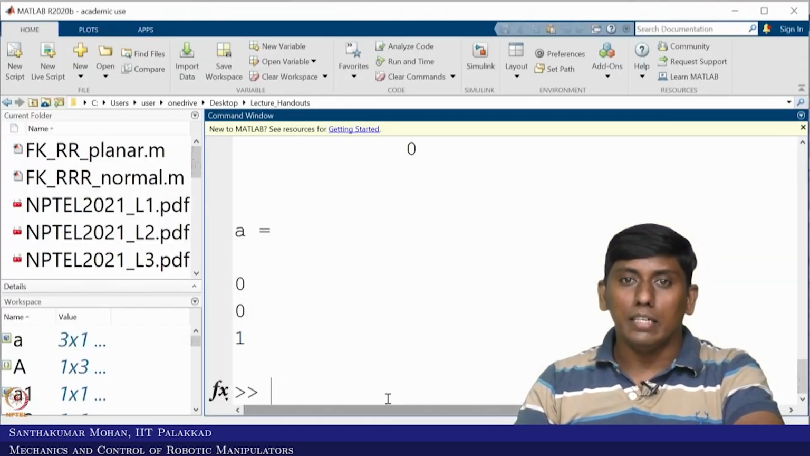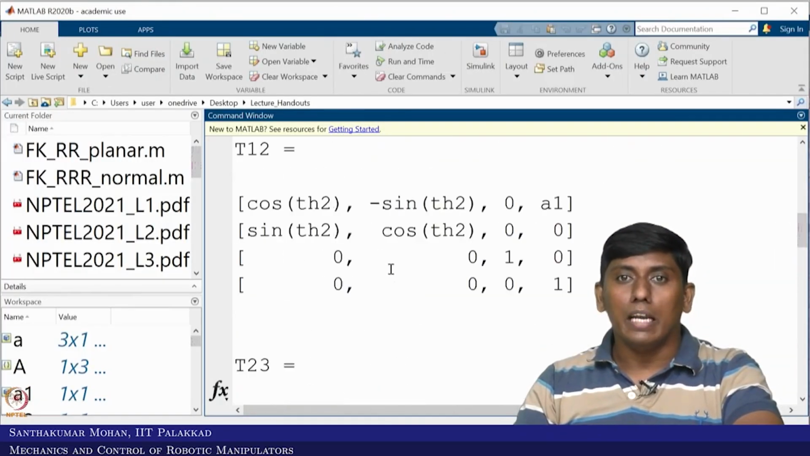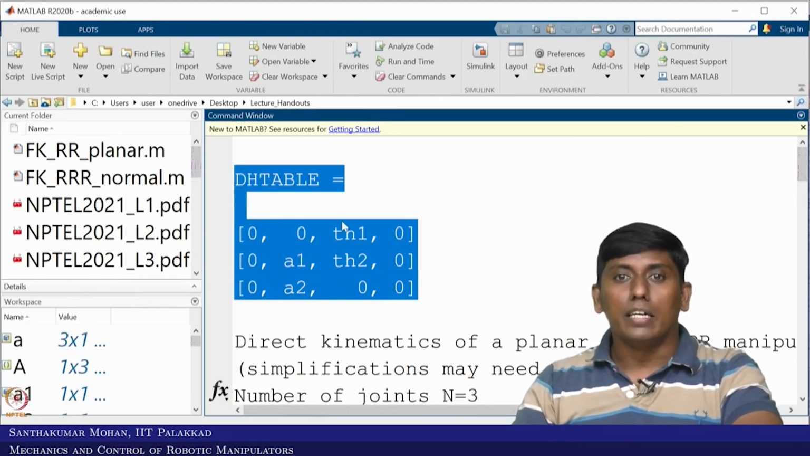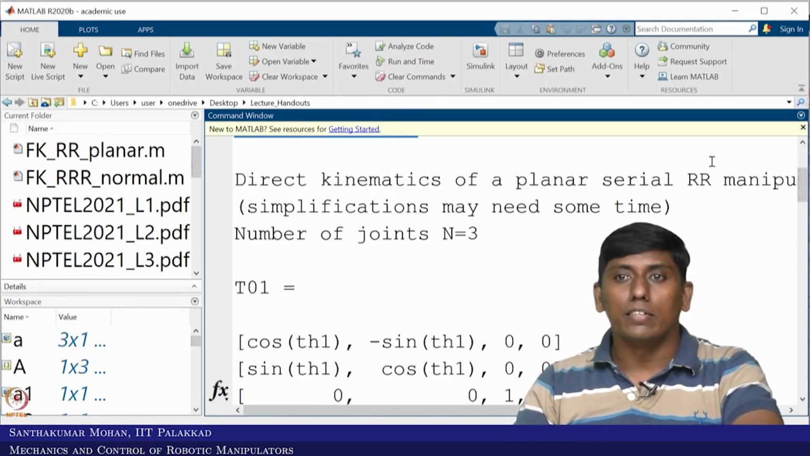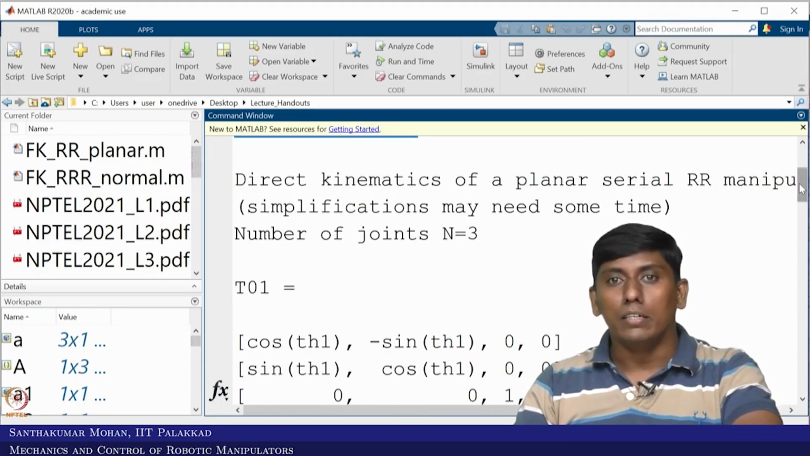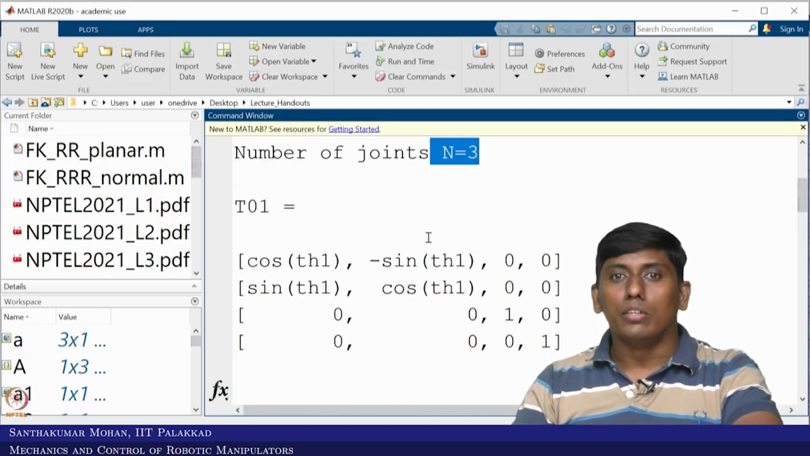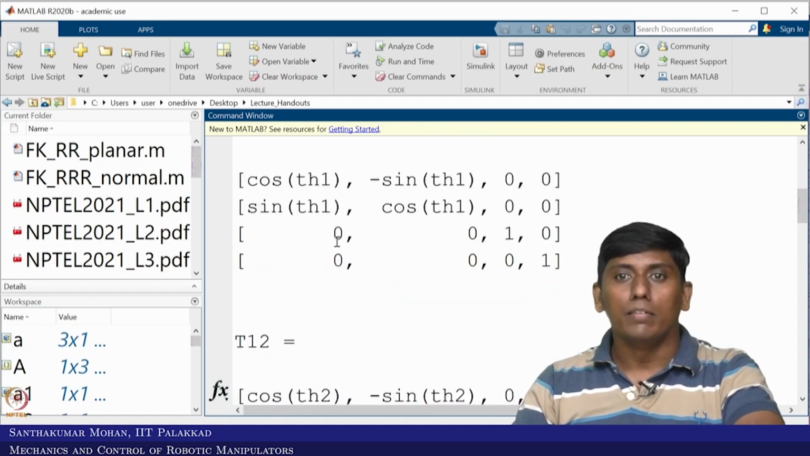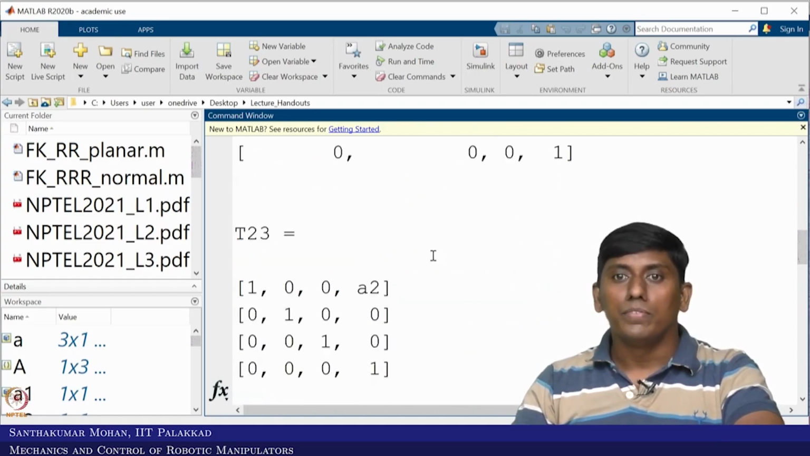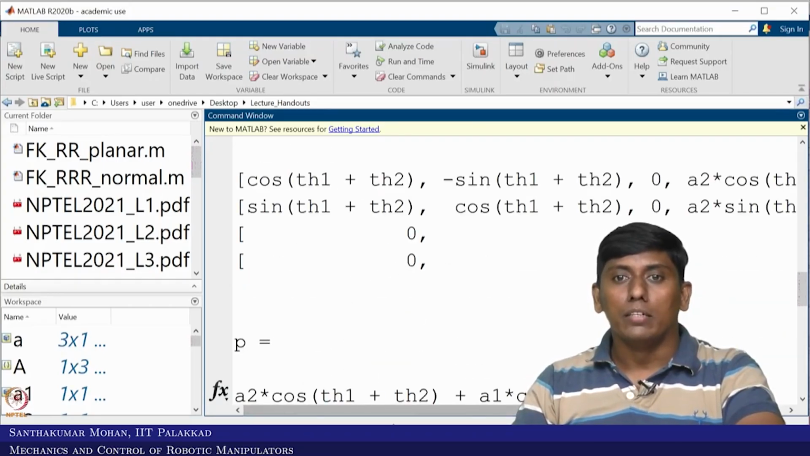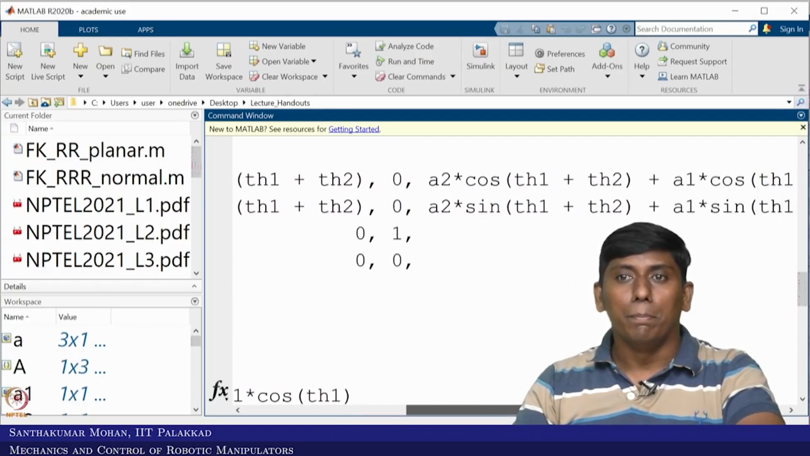So you can see what it has given. First it gives the DH table. Then it says that the direct kinematics of a planar serial RR manipulator is happening, and simplification may need some time. The number of joints is here 3. So you would be expecting 3 transformation matrices, T01, then T12 and T23. Now if you post multiply, finally you will get T0n, which is in this form.